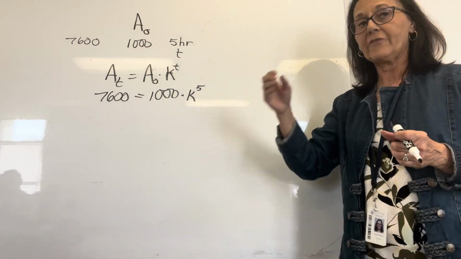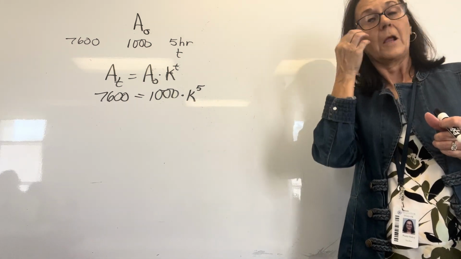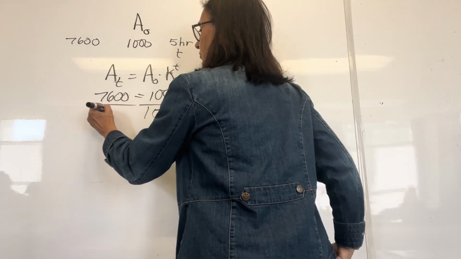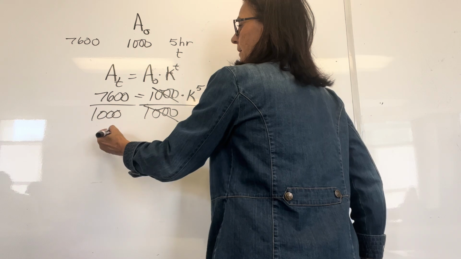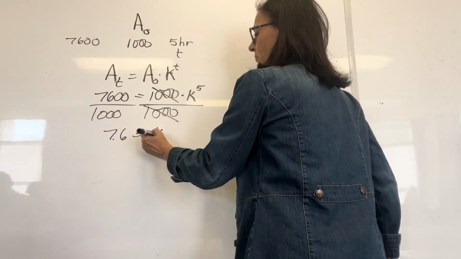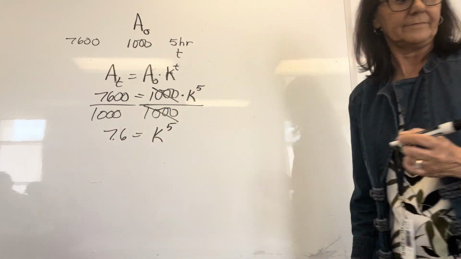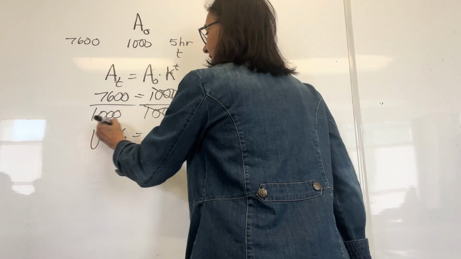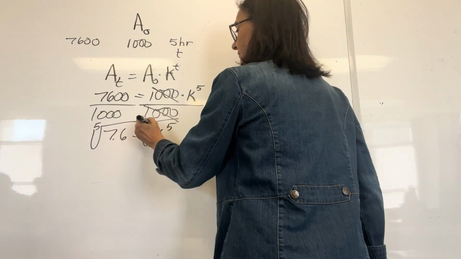So how do I solve for K here? We divide by 1,000. Right. We begin by dividing by 1,000. This is just the rules of algebra. 7.6 equals K to the fifth? So then we take the fifth root. Exactly. We're going to take the fifth root of both sides.